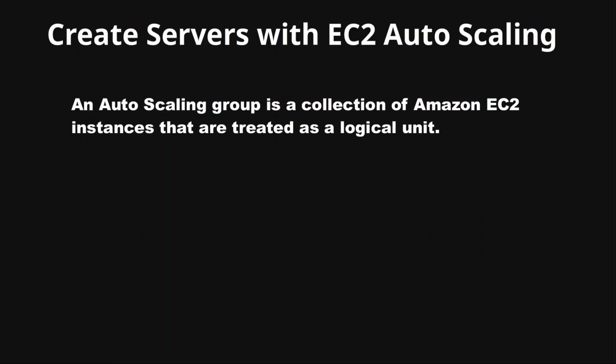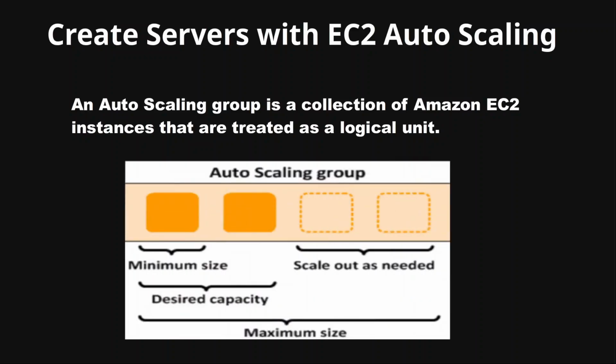It's a collection of Amazon EC2 instances that are treated as a single logical unit. So this is going to be the setup that we are going to look at. We are going to start with our minimum instance, let's say 1, and we also have a desired capacity, let's say maybe 1. As traffic increases, the auto scaling is going to launch more instances, and if traffic goes down, it's going to terminate some of the instances.